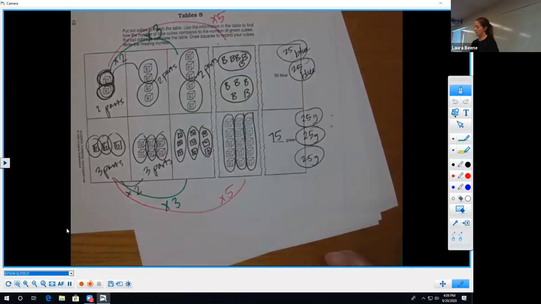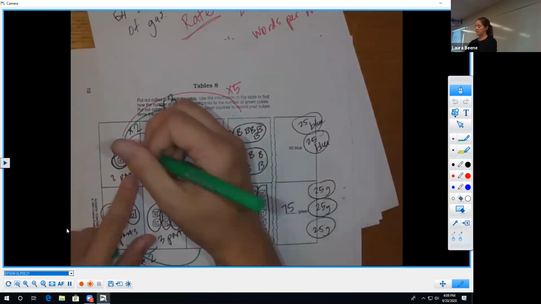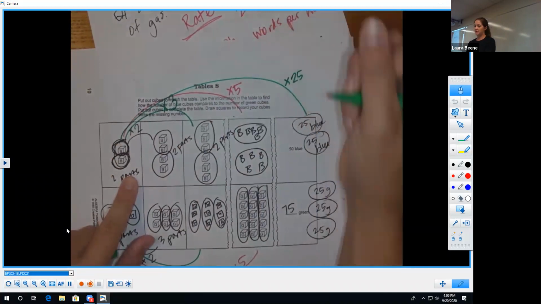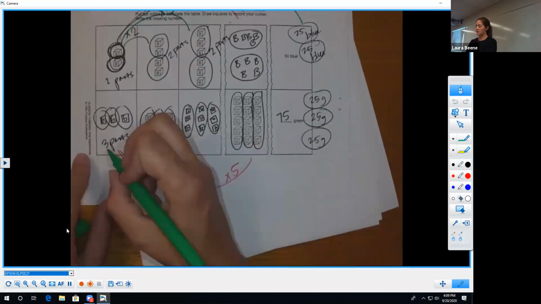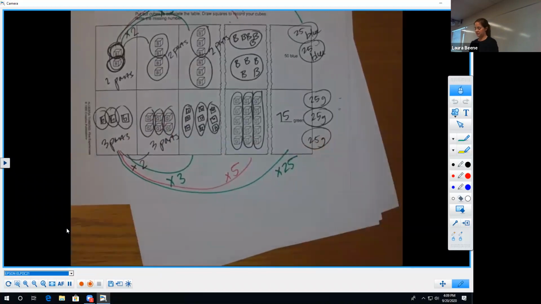Okay, again, if you wanted to do it with your fraction, you would think starting off with 2, how do I get to 50? I multiply by 25. So same thing here. Take my 3, multiply it by 25 to get 75.